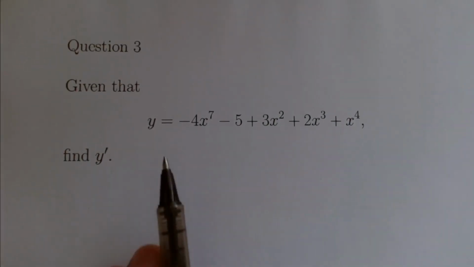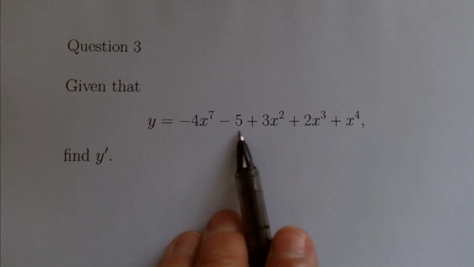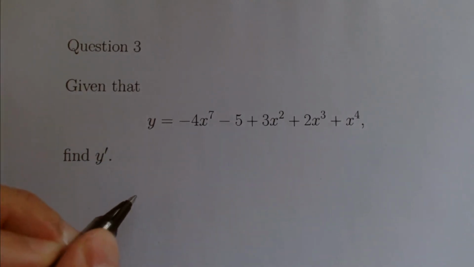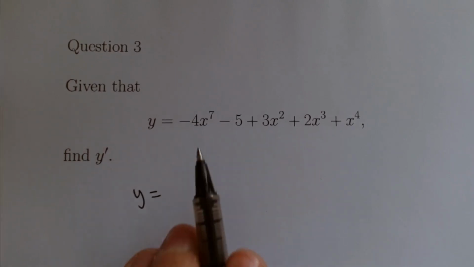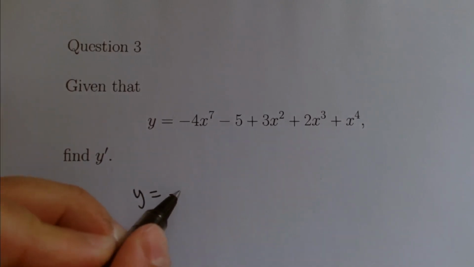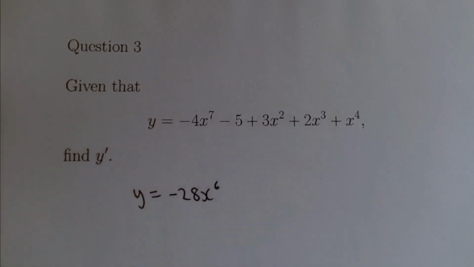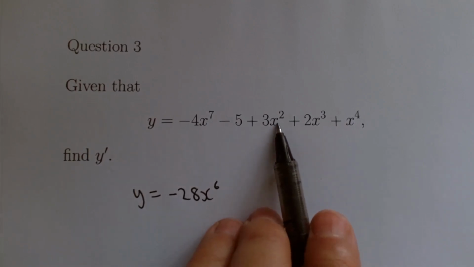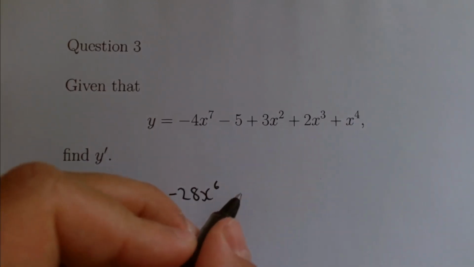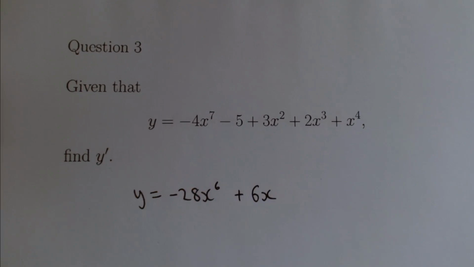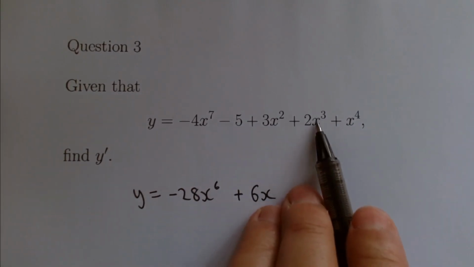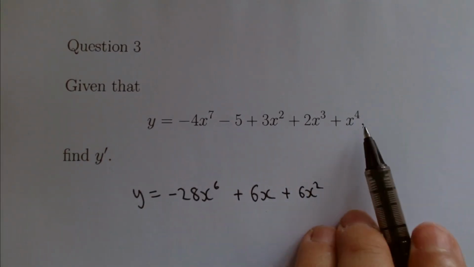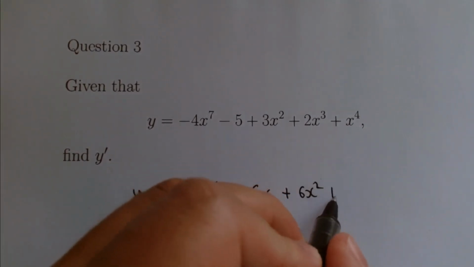Okay, question number 3. Here's the polynomial and we need to find y dash so we can differentiate it. So minus 28x to the 6. The minus 5 disappears. The 3x squared becomes a 6x. That becomes 6x squared. And that becomes 4x cubed.